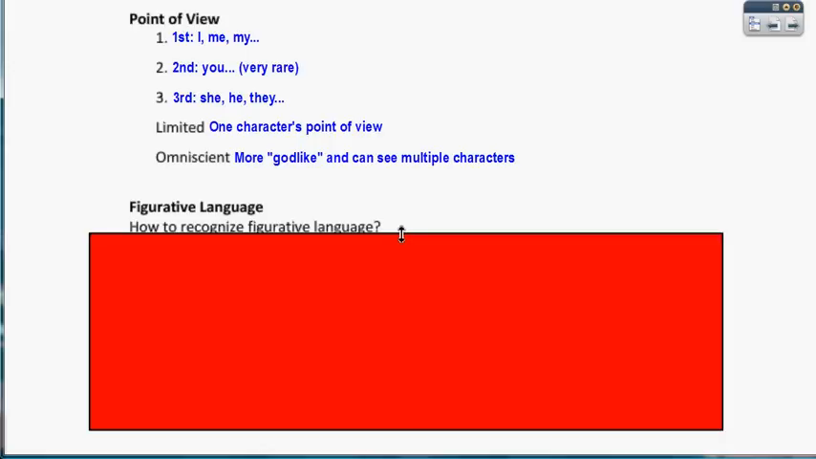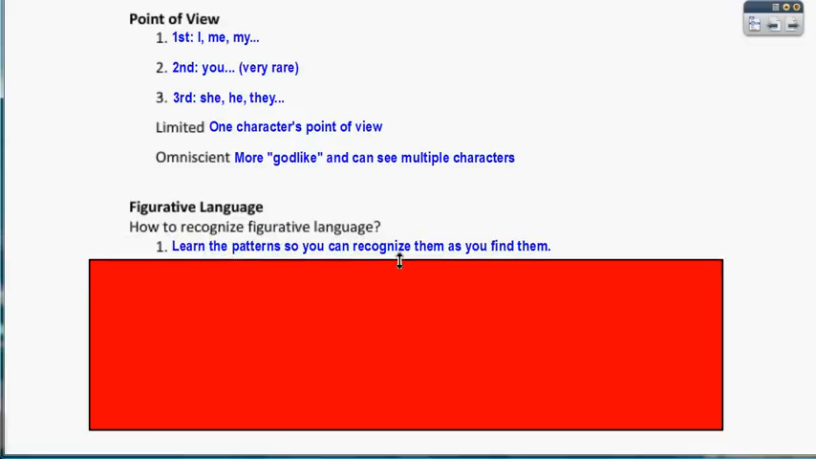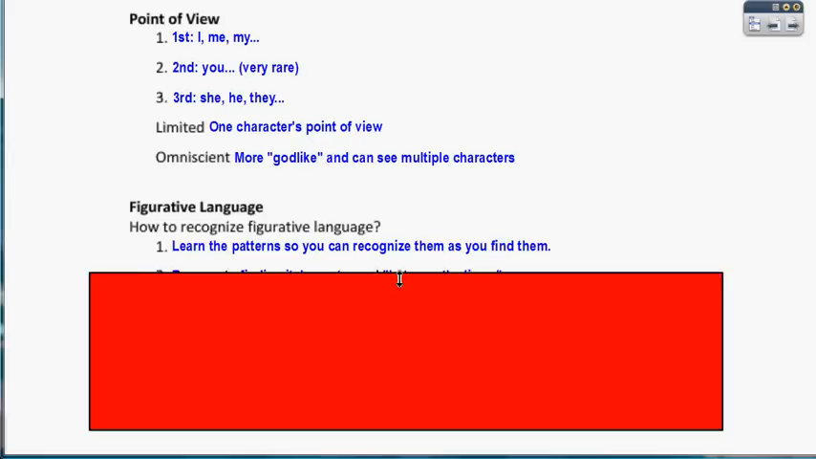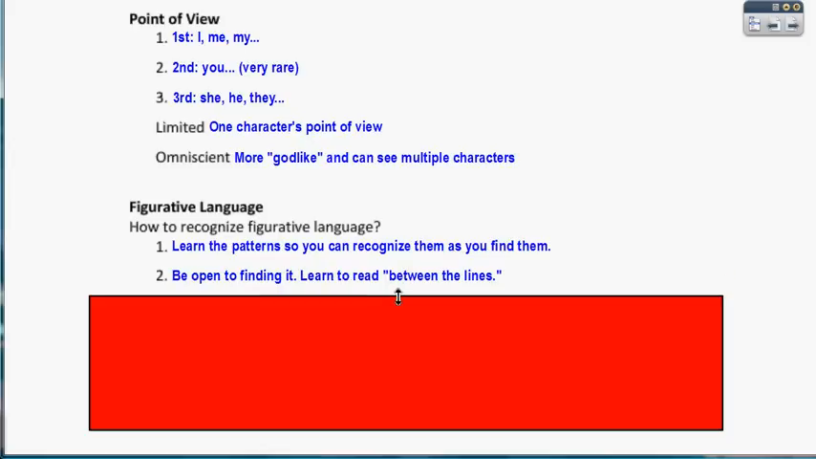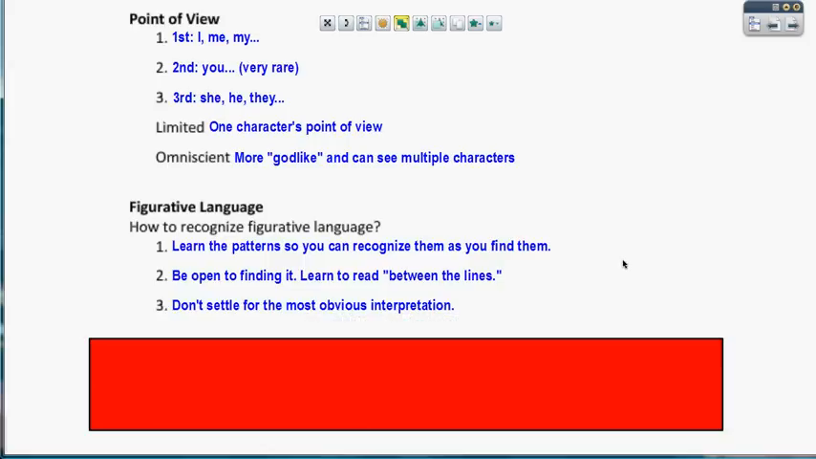Figurative language is another way we analyze text. So how can you recognize figurative language? Basically, you need to learn patterns of what similes, metaphors, personification, those types of things look like so that you can recognize them as you come across them. You need to be open to finding figurative language. Learn to read between the lines. And don't settle for the most obvious interpretation.